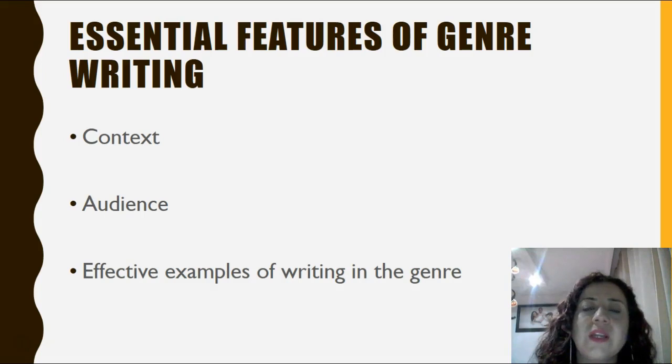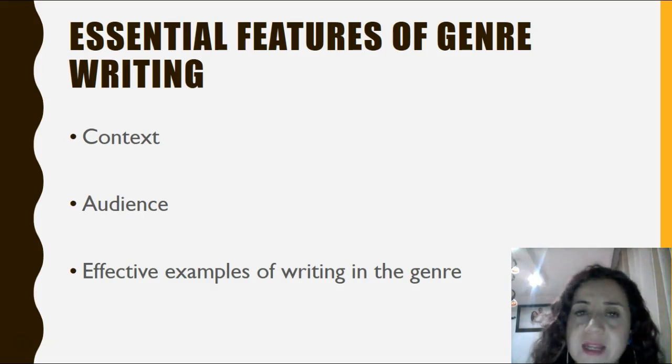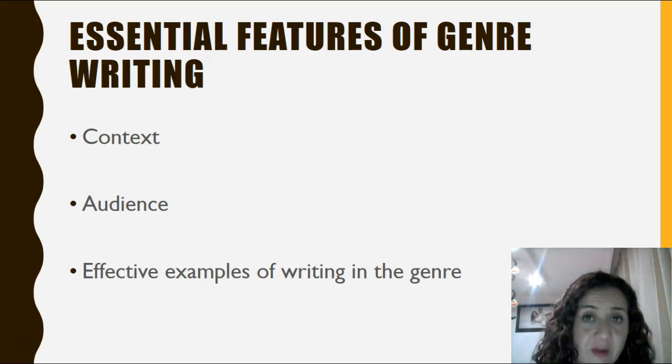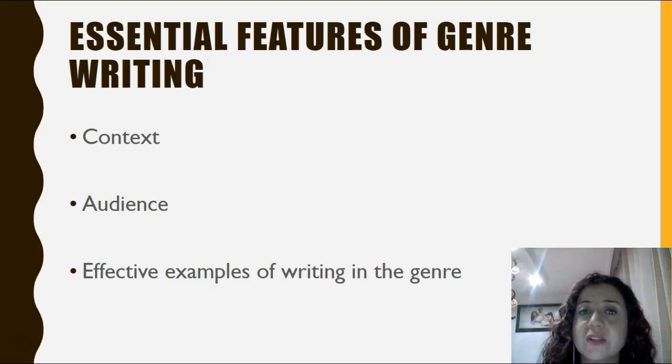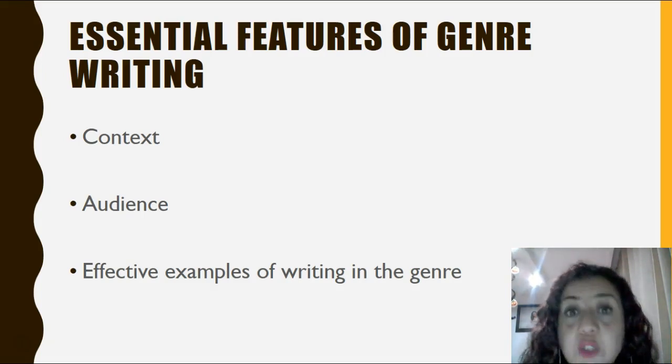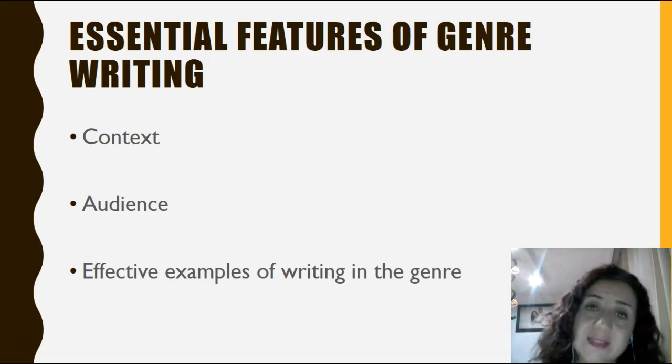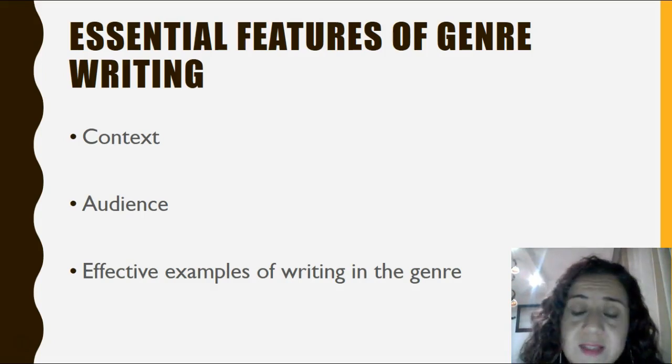So when we look at genre writing, there are some essential features that we have to keep in mind. First of all, it is the context. It is not the same to write a formal letter as to write an email. Also, the audience is not the same when you write an email to your teacher as when you write it to your mom or to your friend. And then effective examples of writing in the genre.